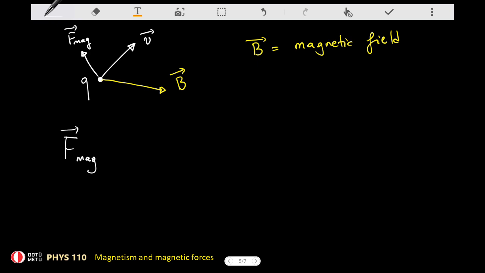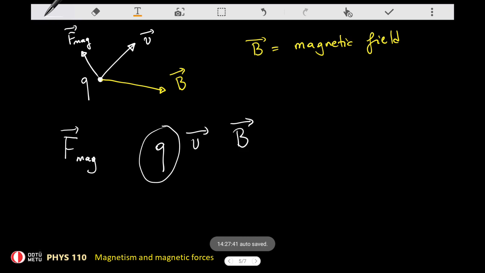This force, therefore, has to be a function of the charge, the velocity of the particle, and the magnetic field. You can see how that force may depend on these three quantities. For example, on charge, if this particle has no electric charge, in that case, there should be no interaction. So we expect that this magnetic force is somehow dependent on that charge.